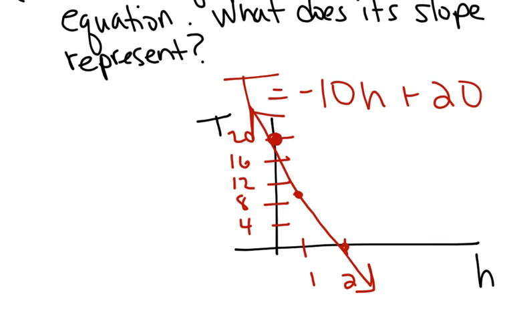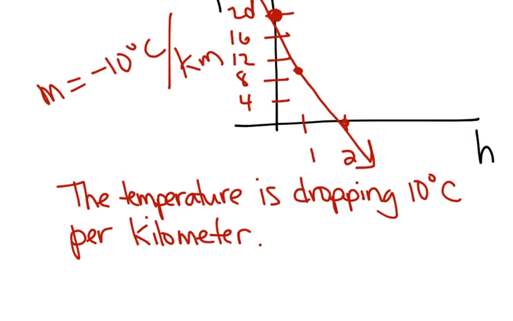What does the slope represent? Well, the slope is -10 degrees Celsius per kilometer. That means it's dropping 10 degrees Celsius per kilometer. So now I've got it written out as a nice sentence.